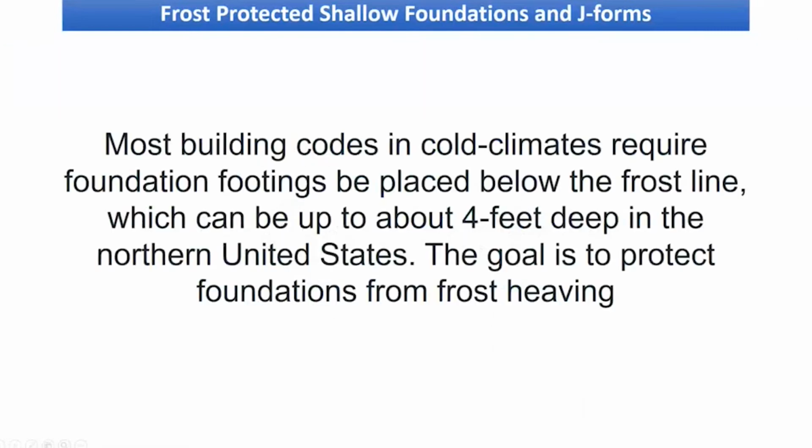Most building codes in cold climates require foundation footings to be placed below the frost line, which can be up to 4 feet deep in the northern United States. The goal is to protect the foundations from frost heaving, obviously. So when we talk about J-forms, we start to introduce the notion of frost protected shallow footings and why they're used. There's an exception to this standard.